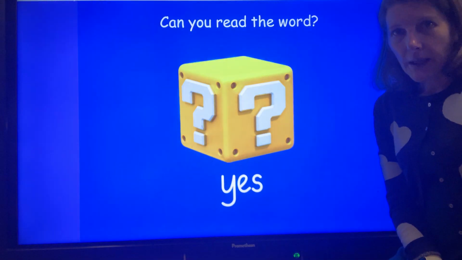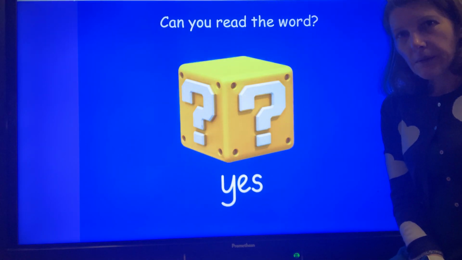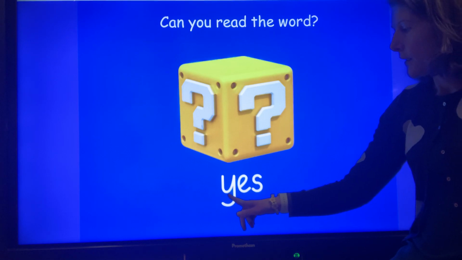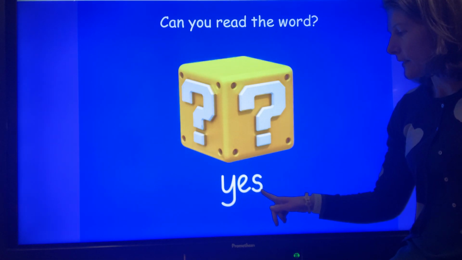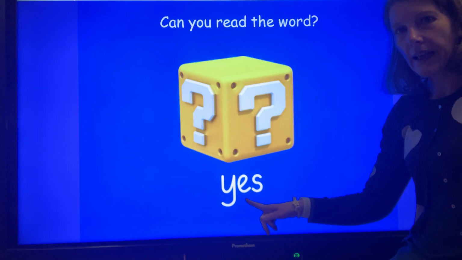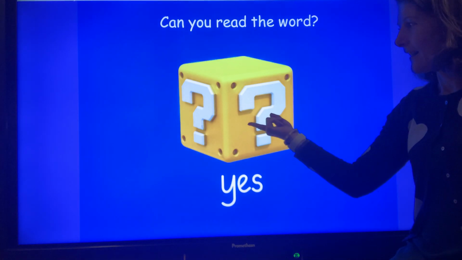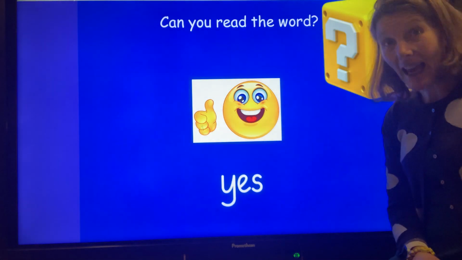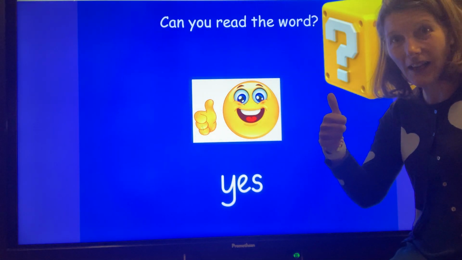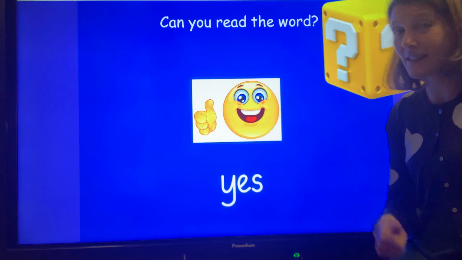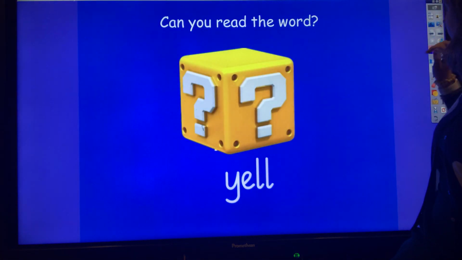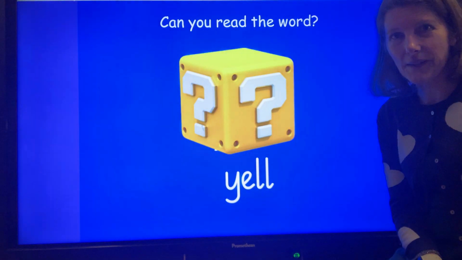Okay, we've got another one. This is one you might have seen before. It's one of our high frequency words. Y-e-s. What does that say? Yes. And if you got it right, well done. Yes is the answer. Fantastic. Are you ready for this one?